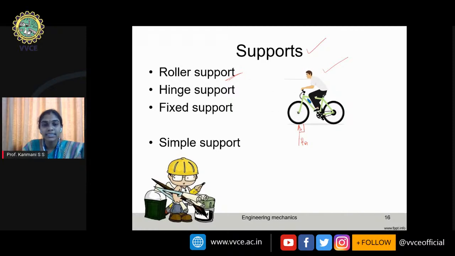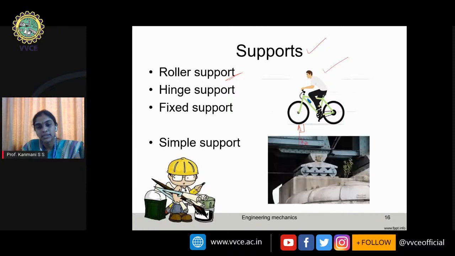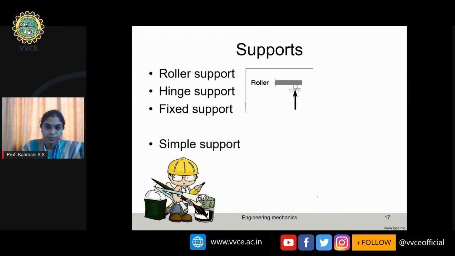We often see such roller supports in many structures. One of the structures I have taken is a bridge support, where we have a roller support. Roller support offers reaction only in the vertical direction. So this is how we graphically represent a roller support, where the roller support has only one reaction.